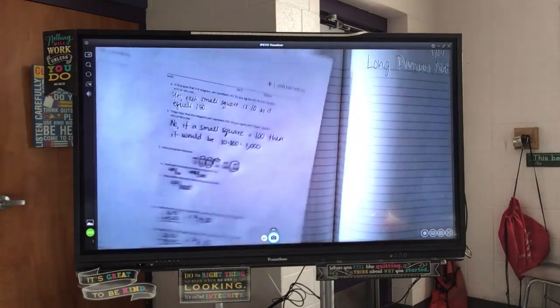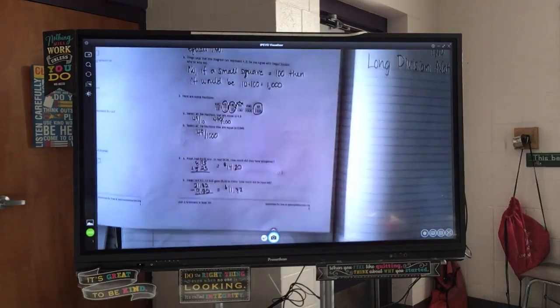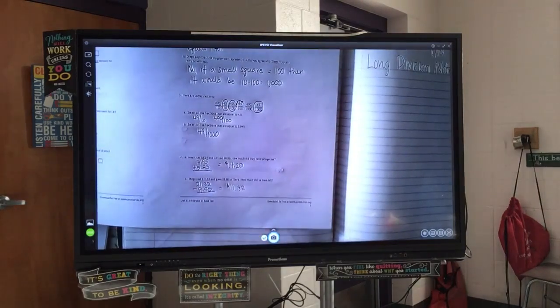All right, 4A, B, C, and D. So 4A, you are adding your decimals. What do you have to remember when you add decimals? What do you have to do with them? Mikhail? Line your decimals up. So your answer for that one should have been $14.20.